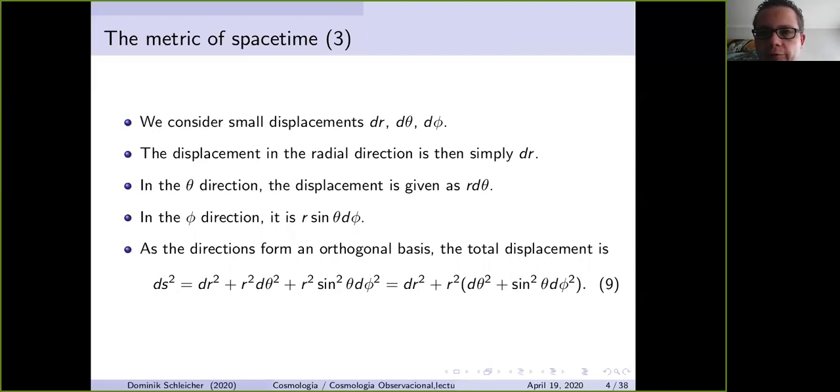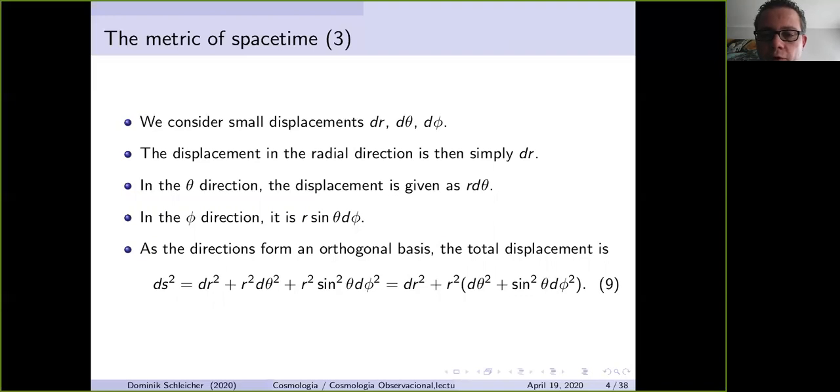You can do the same thing in the spherical system as well, because the spherical system also has an orthogonal basis. The unit vector in the r direction is perpendicular to the unit vector in the theta direction, and the unit vector in the phi direction. They're all perpendicular to each other. So we can say ds squared is equal to dr squared plus r squared d theta squared plus r squared sine squared theta d phi squared.